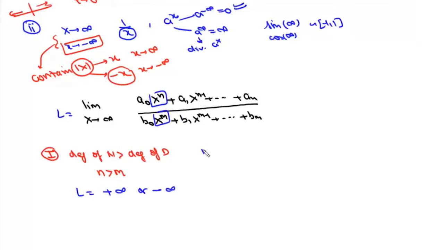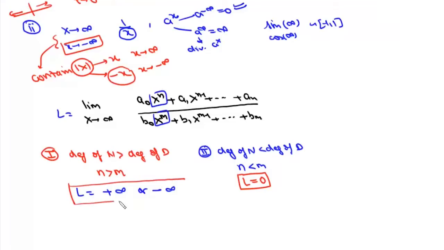Now for this second case, if degree of numerator is less than degree of denominator, that is when n is less than m, in that case value of limit will be 0. So if degree of numerator is greater, limit will be either plus infinity or minus infinity, and if degree of denominator is greater, then the value of this limit will be simply 0. So in this first case, we have a non-finite value, and in the second case we have this value as 0.